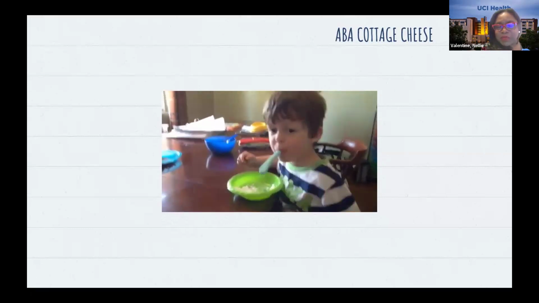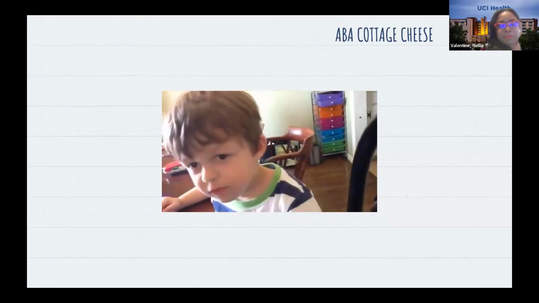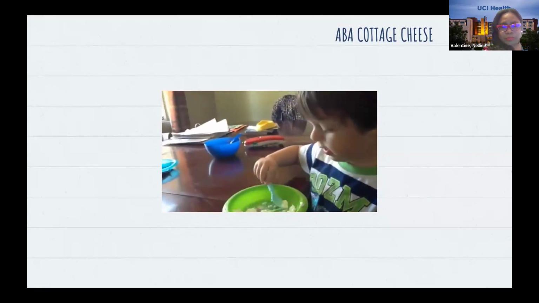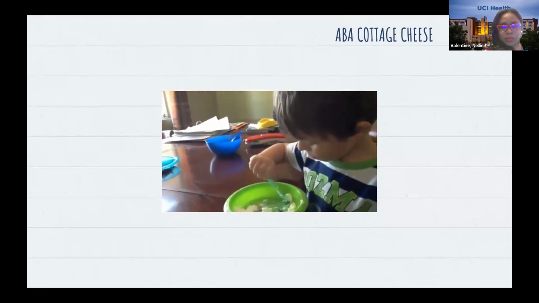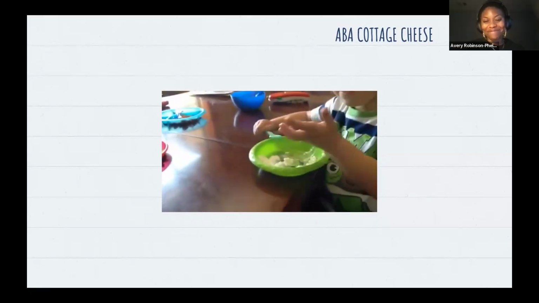So he gets the spaghetti first, and then he gets a little bit of cottage cheese. Do you want more cottage cheese? And he gets more cottage cheese. Turn it this way. Take a big spoon. There you go. Oh, no, too much. Come on, we gotta finish that bite though.